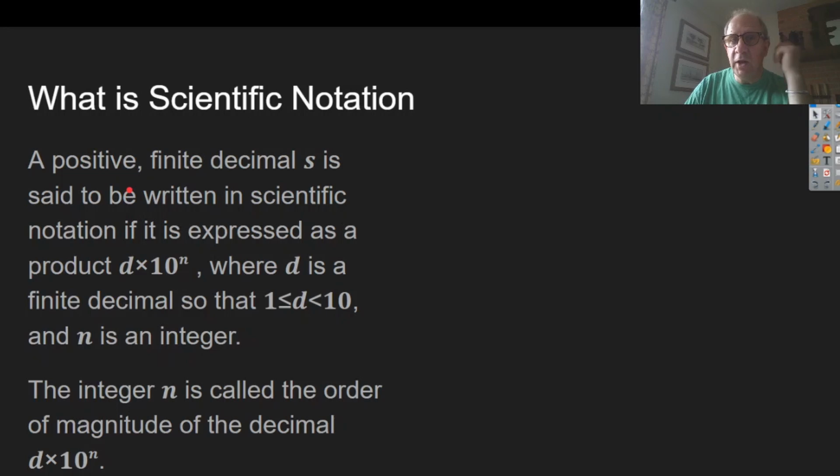Scientific notation: a positive finite decimal is said to be written in scientific notation if it is expressed as a product d times 10 to the n, where d is a finite decimal, so that 1 is less than or equal to d, which is less than 10, and n is an integer. The integer is called the magnitude. So we just learned that. We have a number times 10 to a power, and that power is the magnitude of the number.